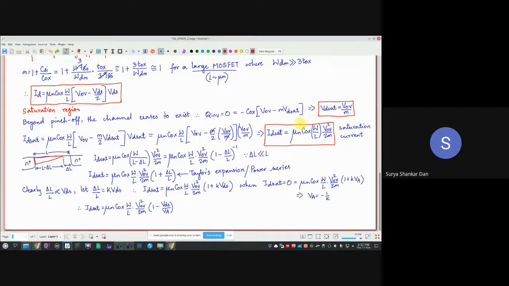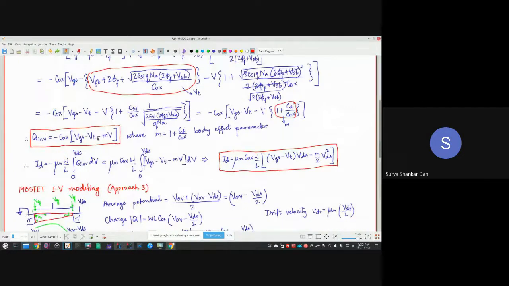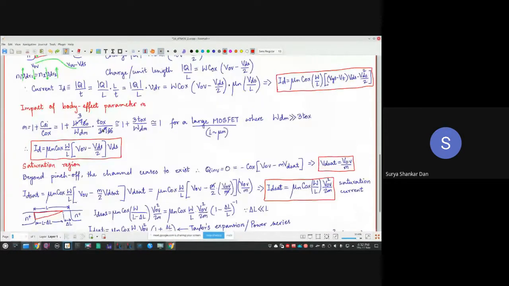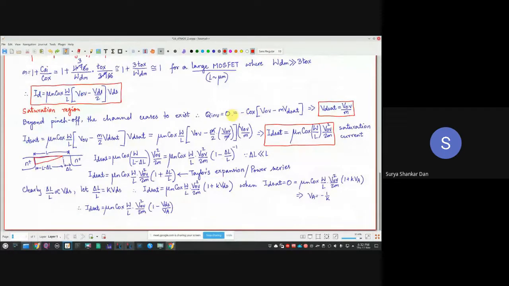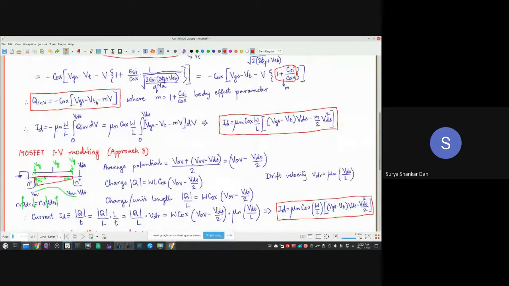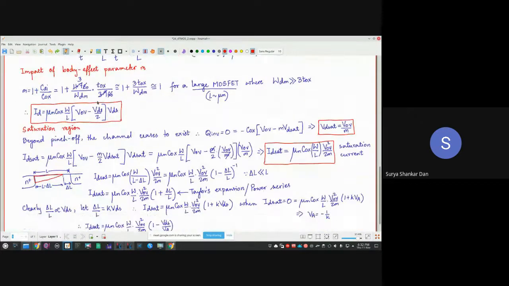Now, since this is the pinch off region, within this region, as we can see, there is no inversion charge. So we had derived a model for the inversion charge, this one. I'll just equate it to 0. That's what I've done here. Q inversion is equal to 0, is equal to minus COX, this entire part. Instead of this VGS minus VT, I'm using VOV, VOV minus m VDSAT. Whatever you write, doesn't matter. So you are essentially ending up with VDSAT equal to VOV by small m.